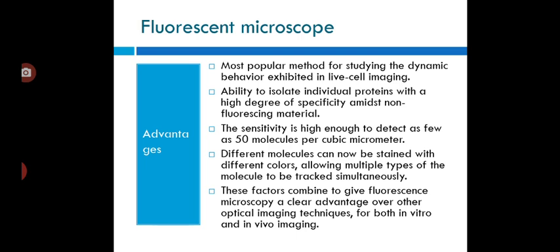Different molecules can now be stained with different colors, allowing multiple types of molecules to be tracked simultaneously. These factors combine to give the fluorescent microscope a clear advantage over other optical imaging techniques for both in vitro and in vivo imaging.